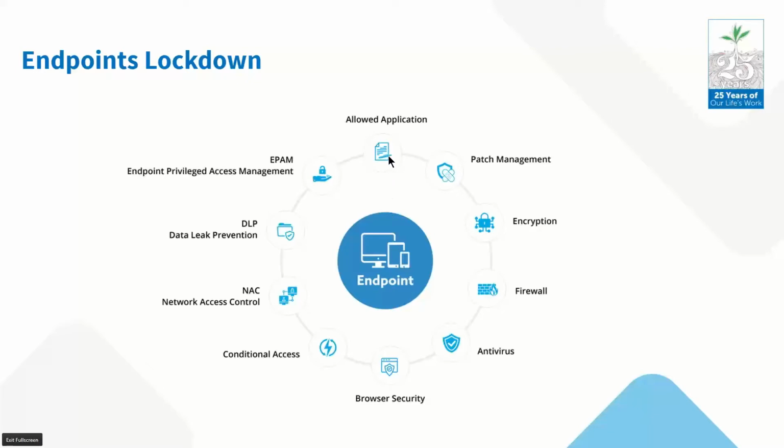So you need to have an allowed application, whitelisting or blacklisting of applications through application control, better vulnerability and patch management, encryptions, firewalls, browser security, antivirus, NAC, network access control for your devices, data leak prevention, and endpoint privilege access management. So if you can put the circle around your endpoint with our different security add-ons, 5 different security add-ons that we have, then I think you will have a better edge of reducing the attack surface.